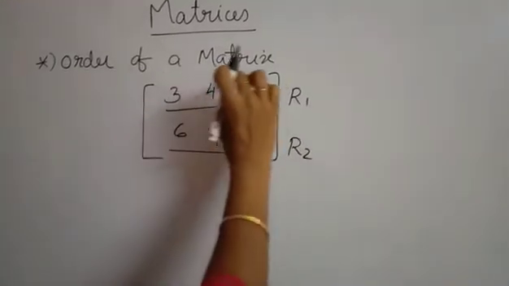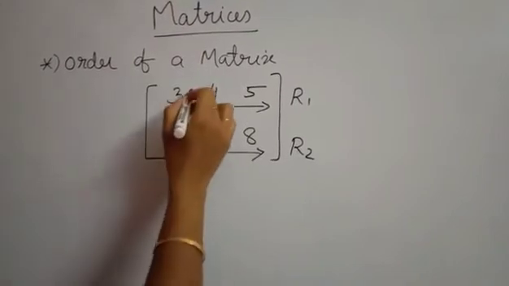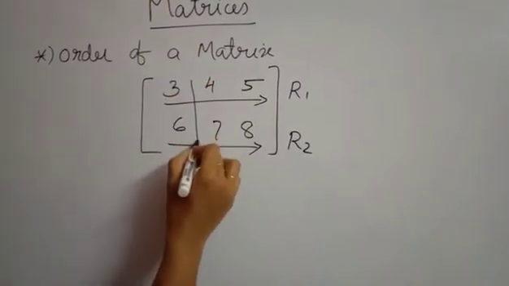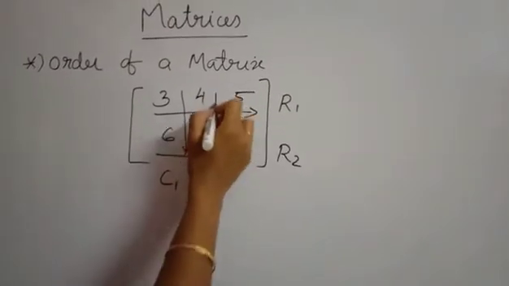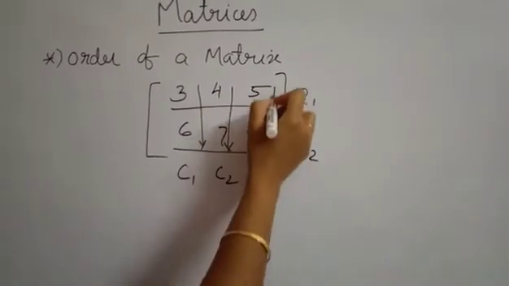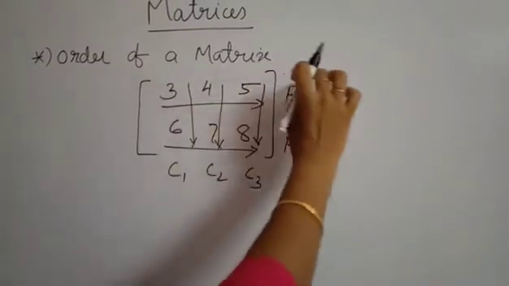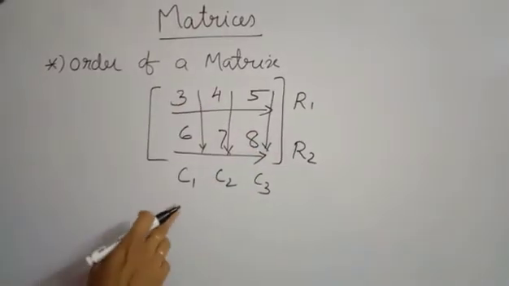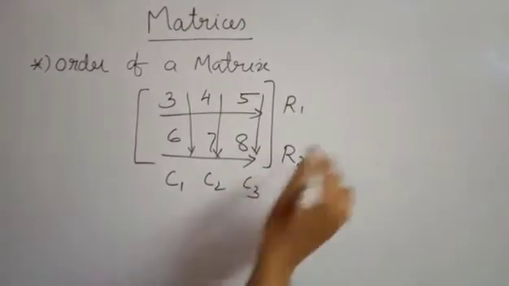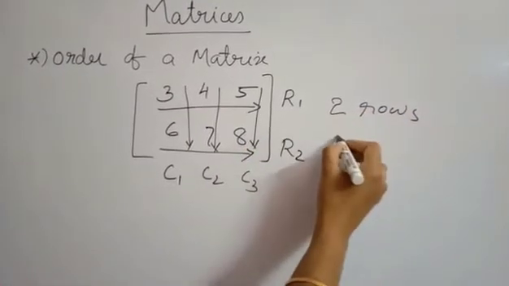The horizontal lines are rows and the vertical lines are called columns. Here the first one is the first column, represented as C1, column 1, and this is column 2, and this is column 3, C3. This is the number of rows and these are the number of columns. In this particular matrix we can see that there are 2 rows and 3 columns.